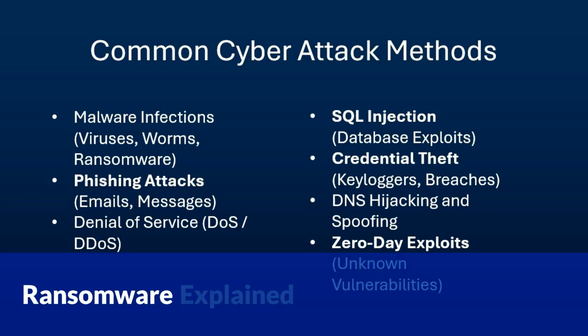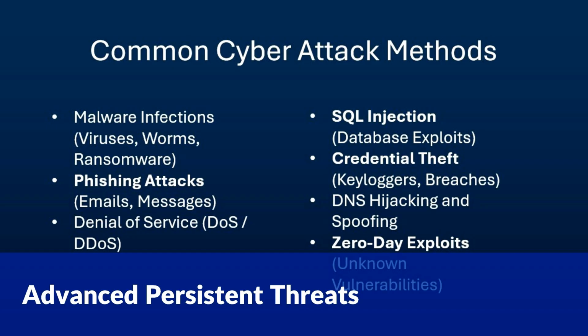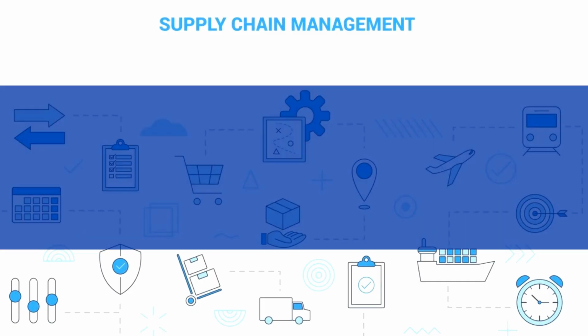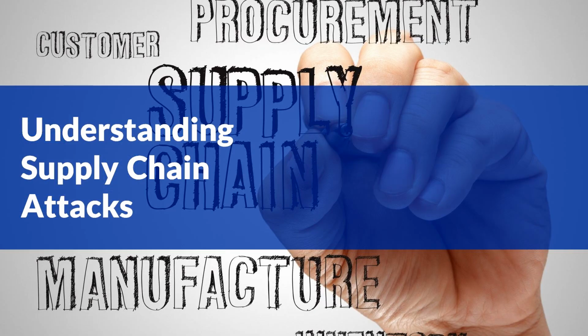Ransomware encrypts an organization's files and demands payment for recovery. Advanced persistent threats involve nation-state actors conducting long-term espionage operations. Supply chain attacks target third-party vendors and partners to indirectly breach a primary organization. These attacks exploit trusted relationships in software updates, hardware components, or managed services.